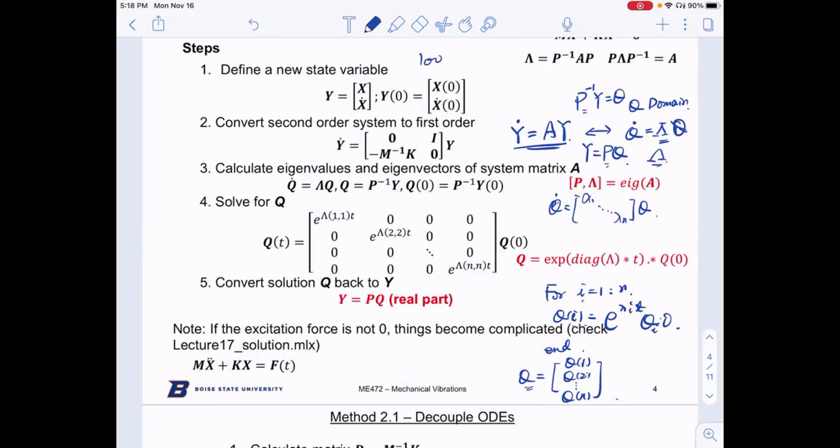Why we don't want for loops is because for loops are really, really slow. For example, in this case, if your n is 100, then you have to repeat this 100 times. But if you use the matrix operation, you get the solutions in one shot. I'm going to explain this matrix operation a little bit.